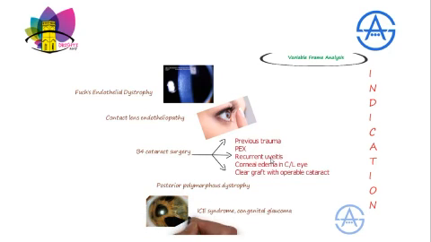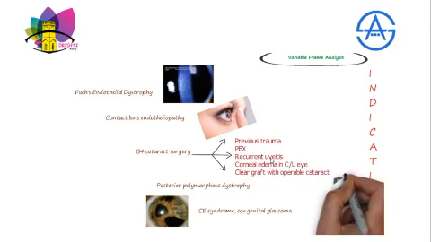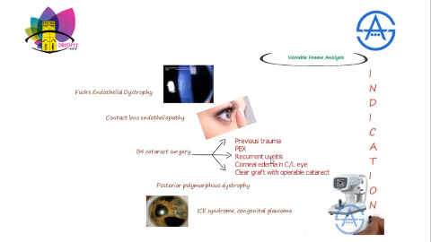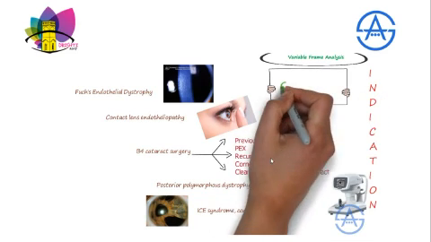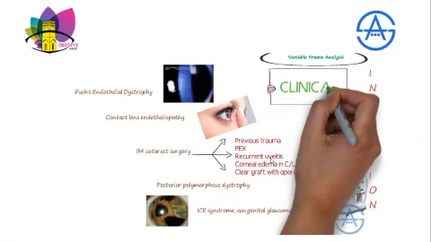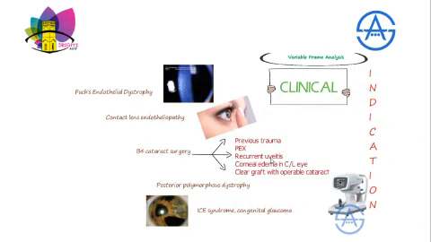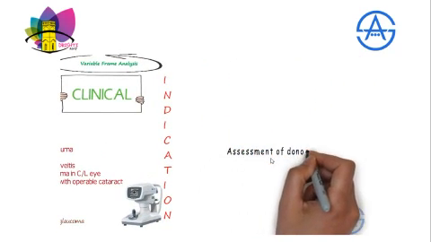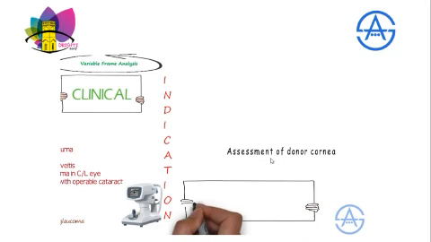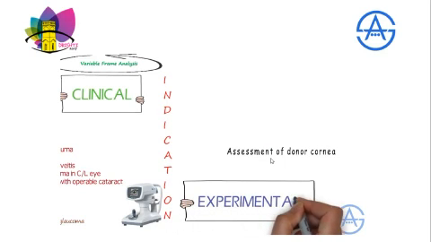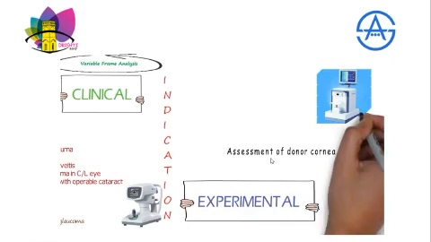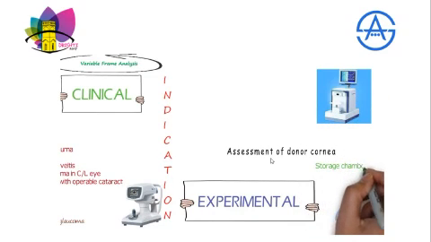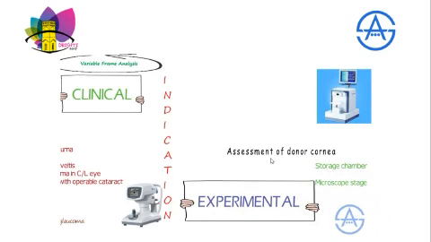Now, postgraduate, these are all the clinical indications of a specular microscope. Why am I saying these are the clinical indications? Because there has to be something else. That is the experimental indications of a specular microscope. Here we are assessing the endothelial count of a donor cornea. So this is an experimental indication, and mind you, it's an entirely different specular microscope known as experimental specular microscope, in which the donor cornea is taken, stored in a chamber and kept on a microscopic stage.